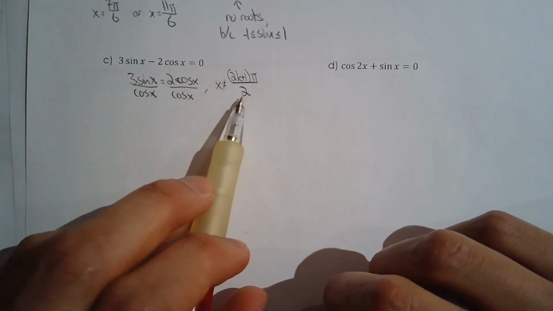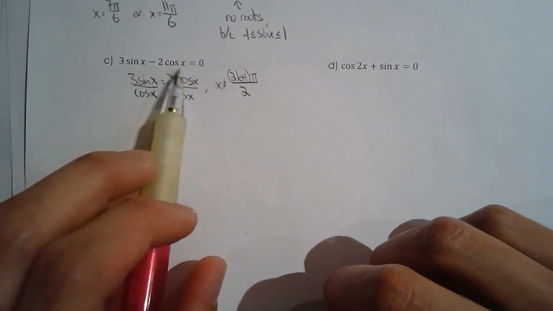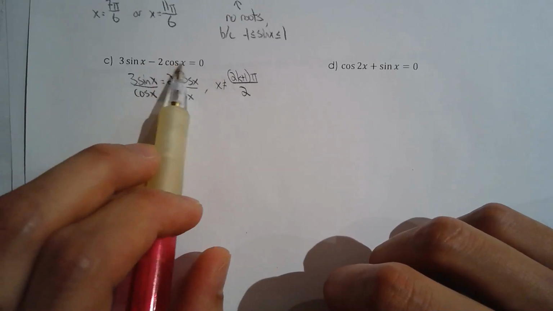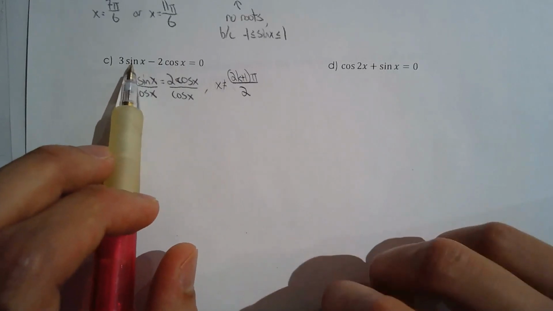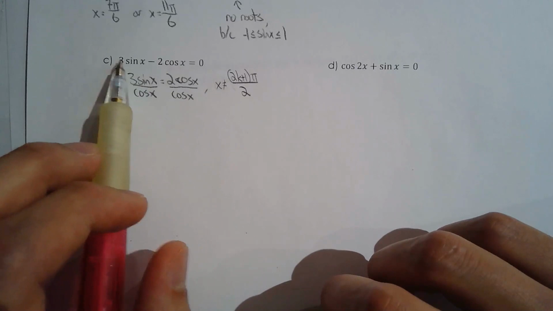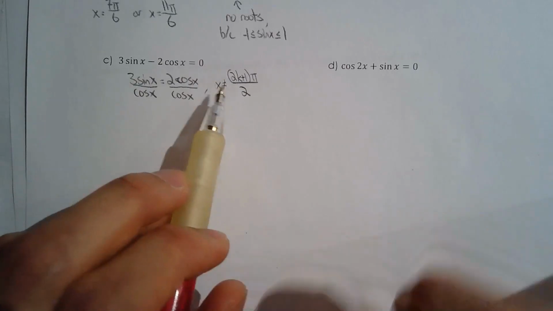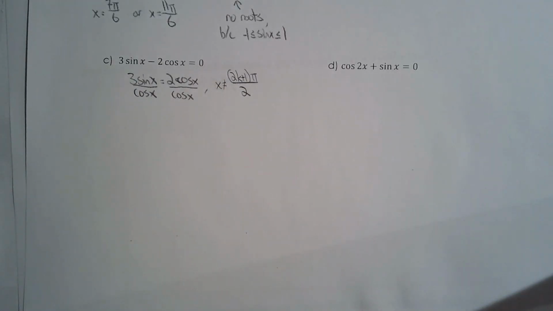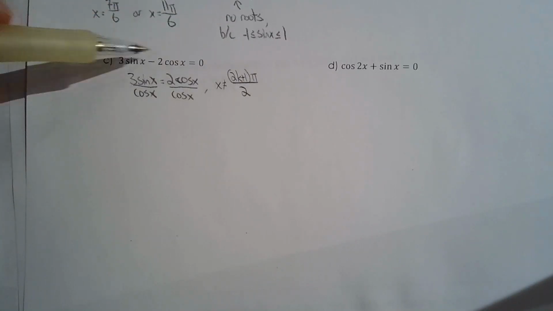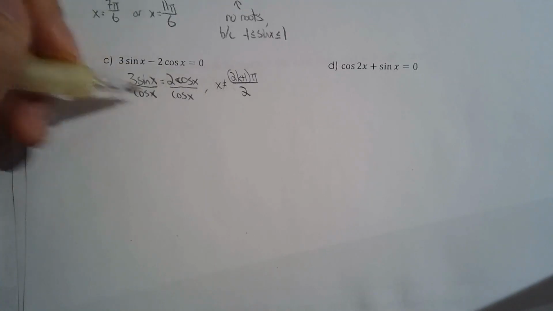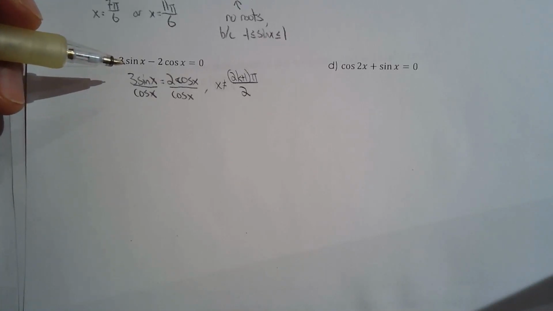So it'd be a very good idea to see what happens if x were an odd multiple of pi over 2. Cos x would be 0, so it would be 2 times 0, which is 0, and sine x would be either 1 or negative 1, which means it's either 3 equals 0 or negative 3 equals 0 when you let x equal an odd multiple of pi over 2, which is very good news. So these values of x are not solutions to the original equation, which means dividing both sides by cos x in this case is not going to cause any problems.